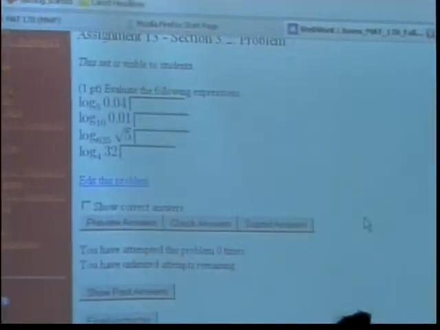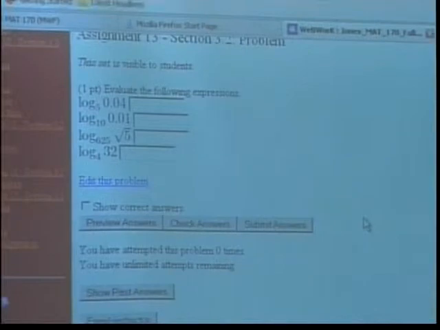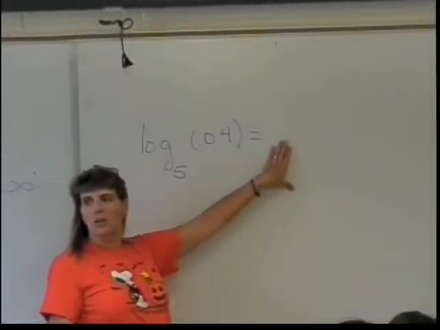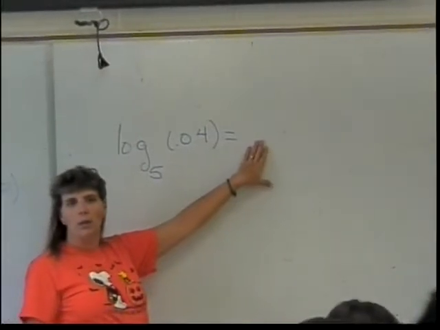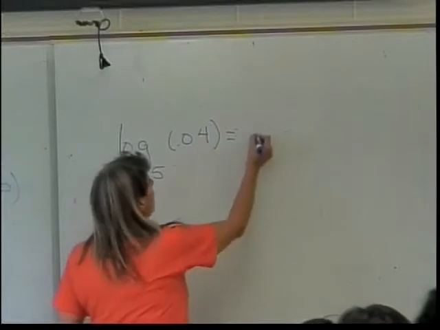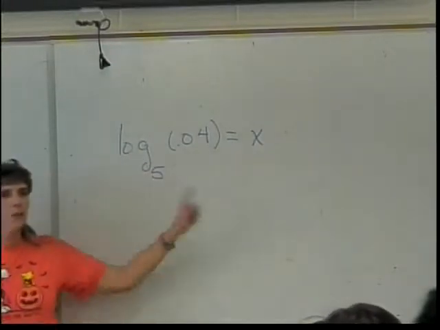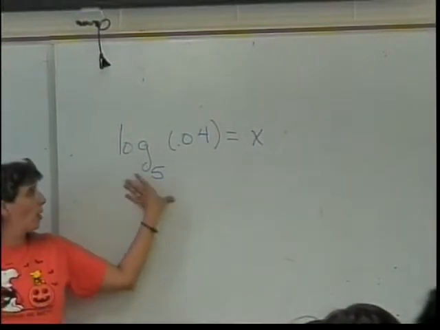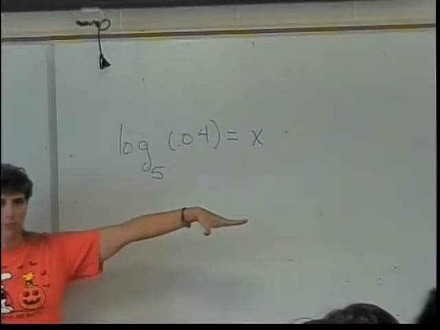Log base 5 of 0.04. Make sure I get all the zeros in there. That's equal to something. Anybody want to give me a thing to stick there? Not a number, but like a letter or something? Pick a letter. You like x? Okay. I can figure this out by changing from logarithmic form to exponential form.